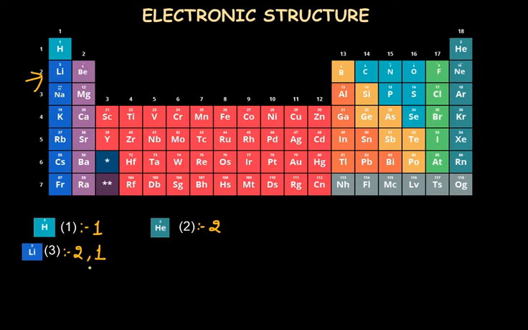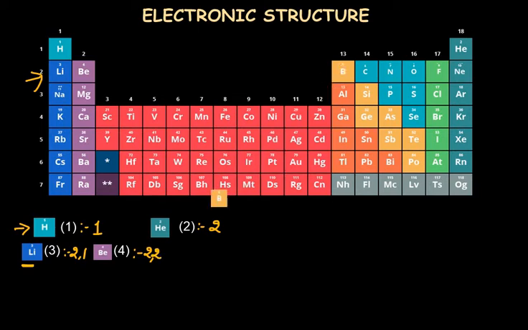So this is how the electronic structure of hydrogen and helium varies from lithium. Why? Because lithium has two energy levels or two shells, but hydrogen and helium just have one shell. Similarly, if we try the next element, beryllium: beryllium has four electrons. Out of four, two electrons will go in the first shell and the next two electrons in the next shell.